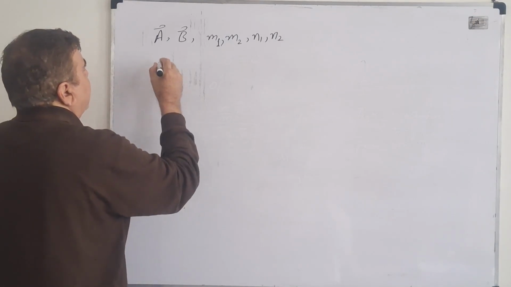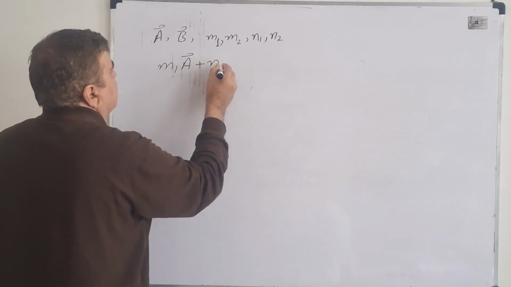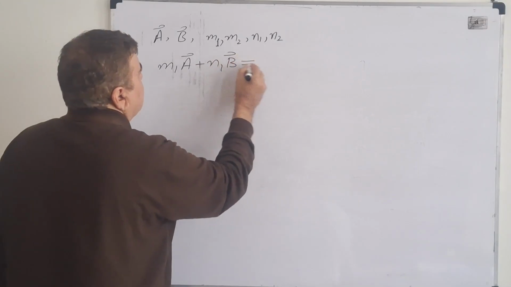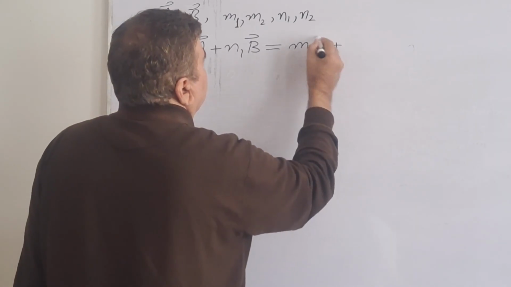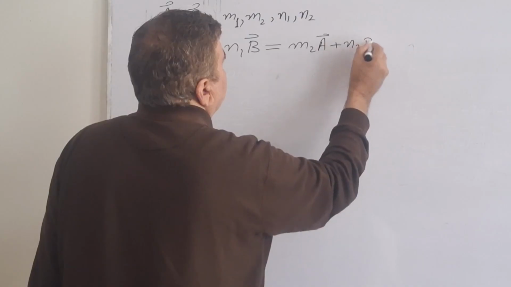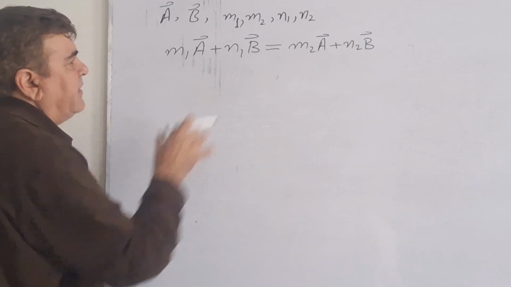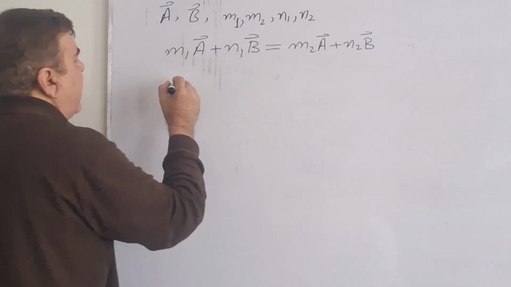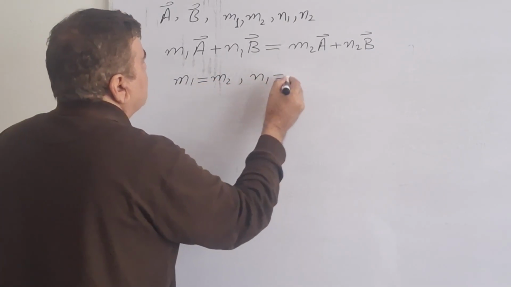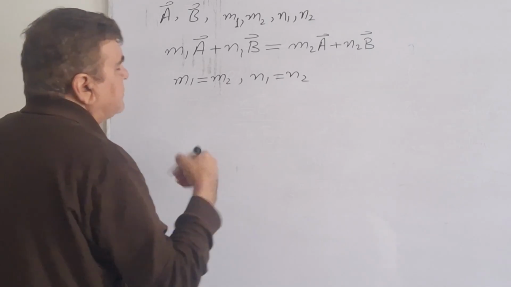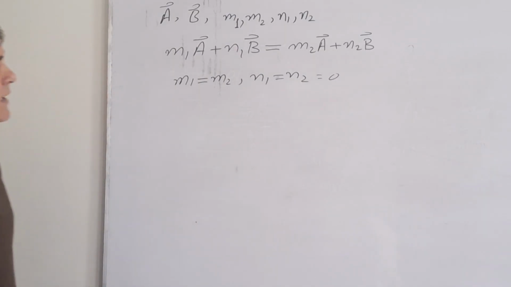Then I claim that if I write m1a plus n1b equals m2a plus n2b, this equation is possible only if m1 is equal to m2 and n1 is equal to n2, and then obviously we will prove that they all are equal to 0. We want to prove this.